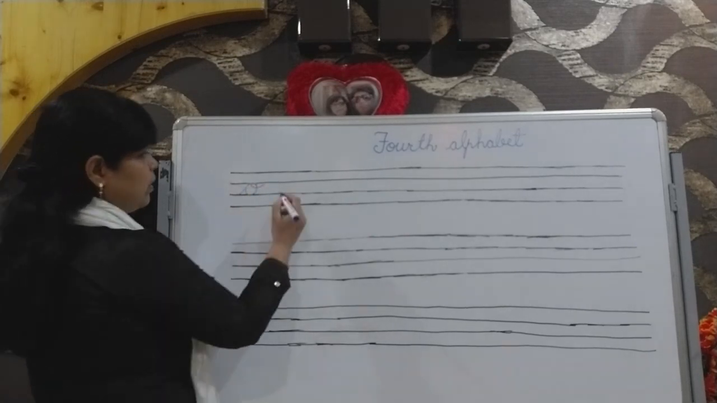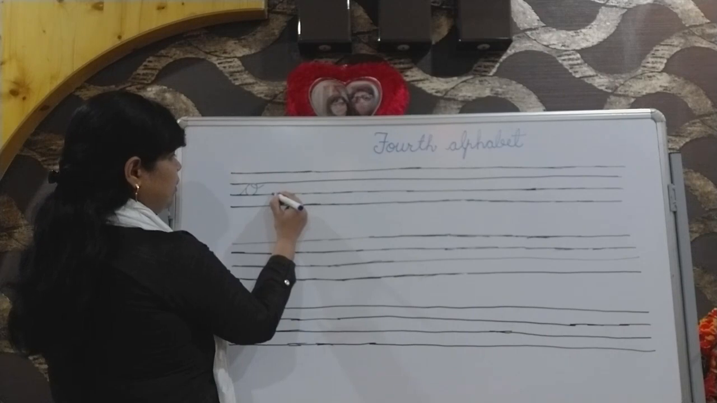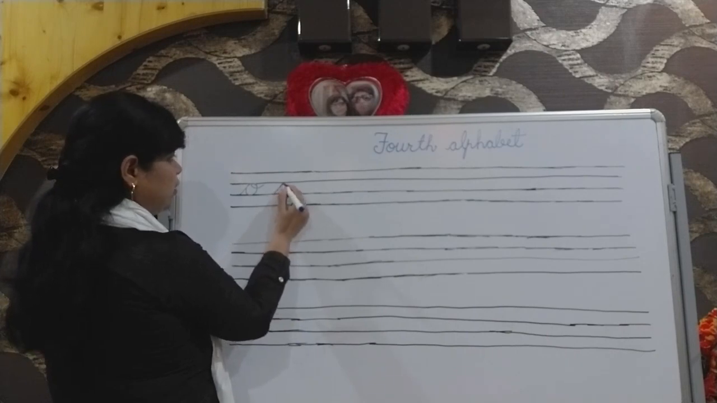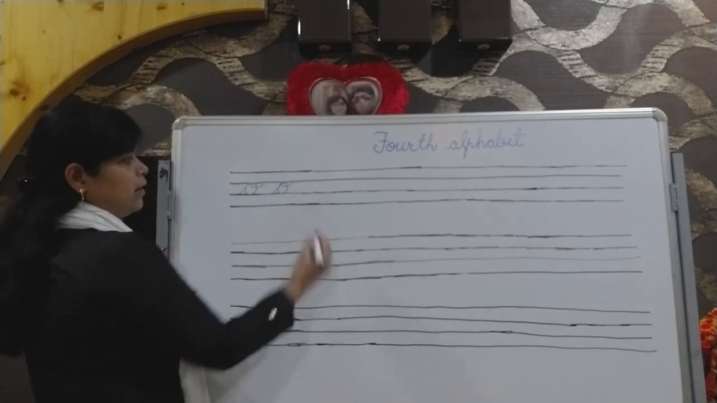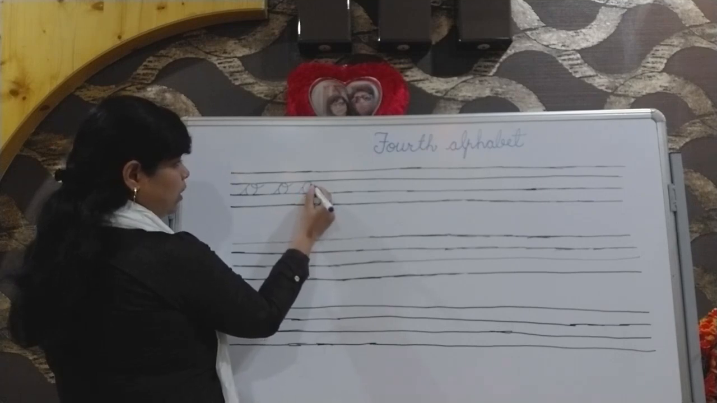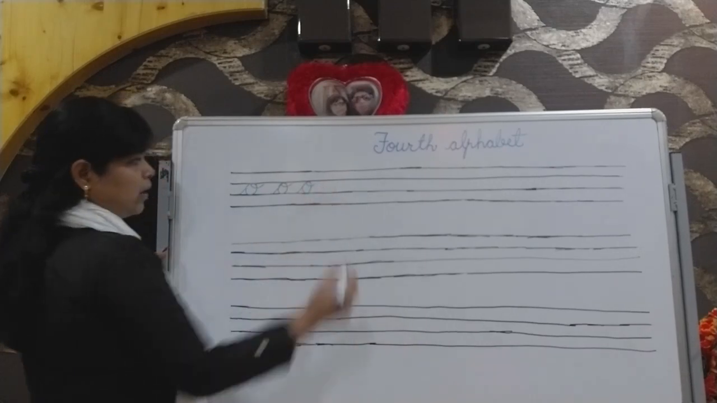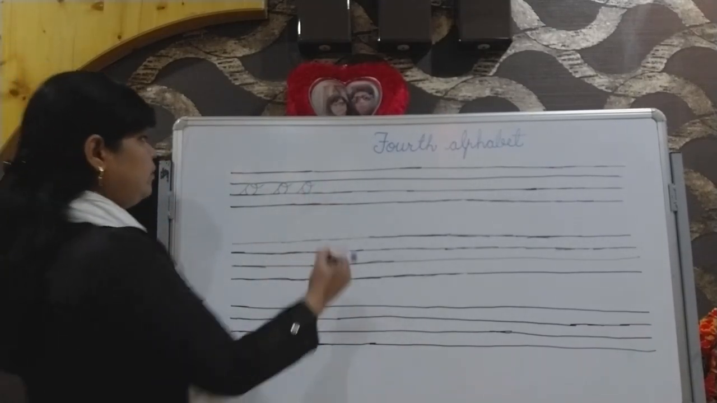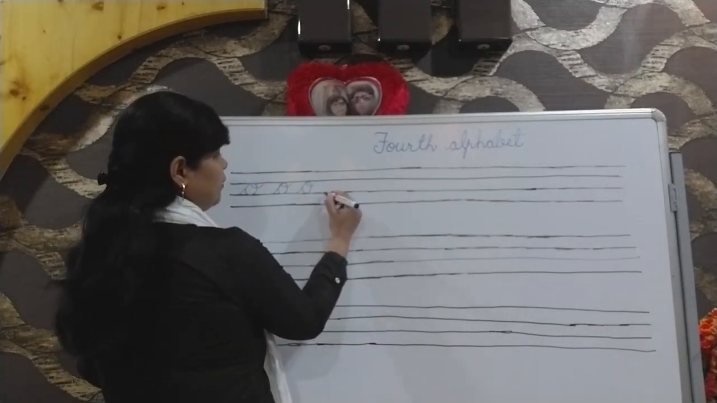Here from the third line we have to go upwards, move back, make a full circle, and from the upward side we have to draw one line. It is our fourth alphabet O. Right? Now P, from the third line we have to start.